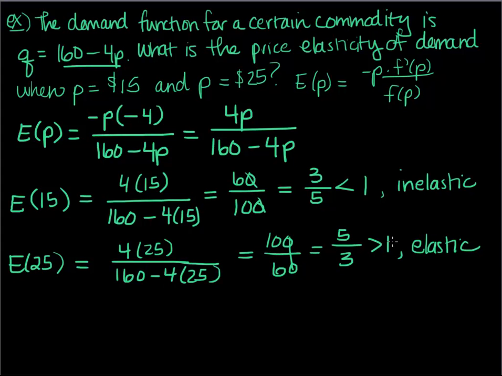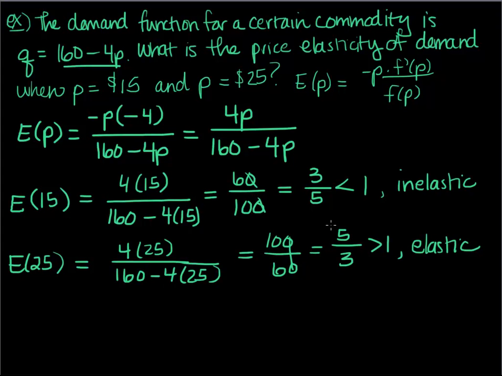Also over here, if I look at 25 in an elastic system, if I make a 1% change in price, that is going to result in a 5/3, which is about 1.7. So if I make a 1% change in price, what that 5/3 says is that I am actually going to make about a 1.7% decrease in my quantity demanded. So a small change in price could result in a larger relative change in quantity demanded. I hope that makes sense.